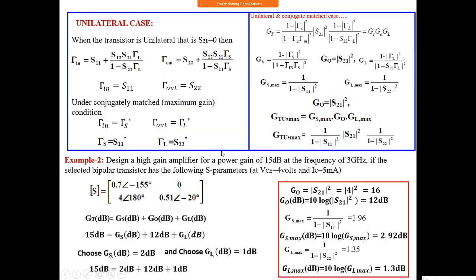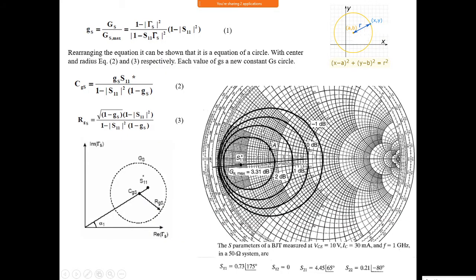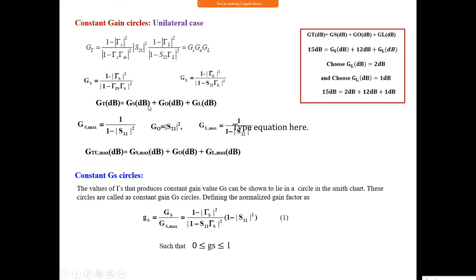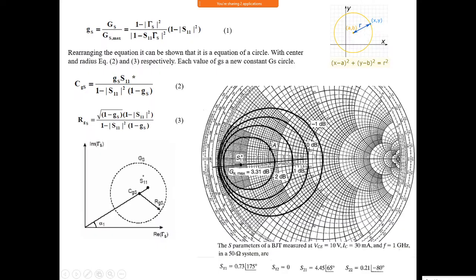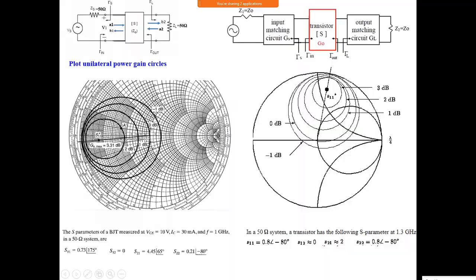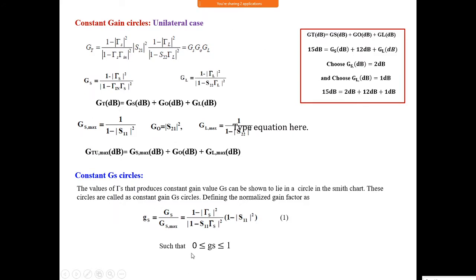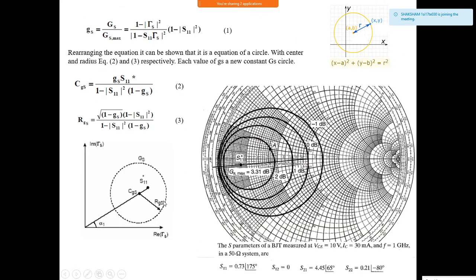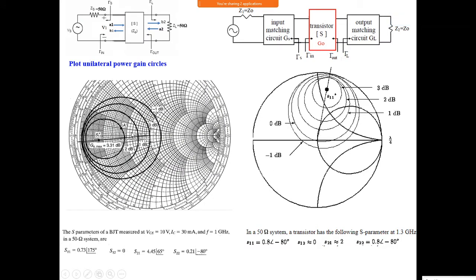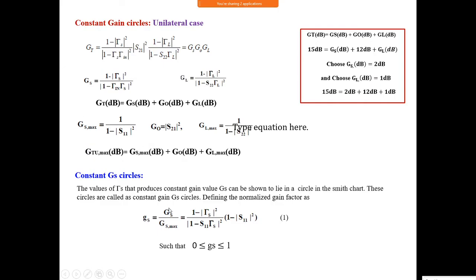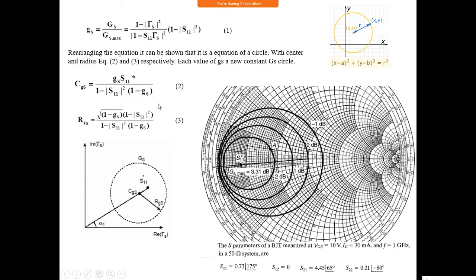See, in the previous class, we were discussing constant gain circles. These are the constant gain circles we discussed in the previous class. For a particular value of gain, if you take the required value of gain GS, there are many values of ZS that will give the value of gain you set here. So while designing, we choose this value GS.